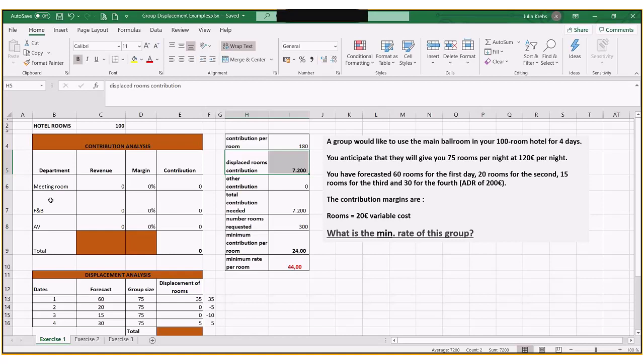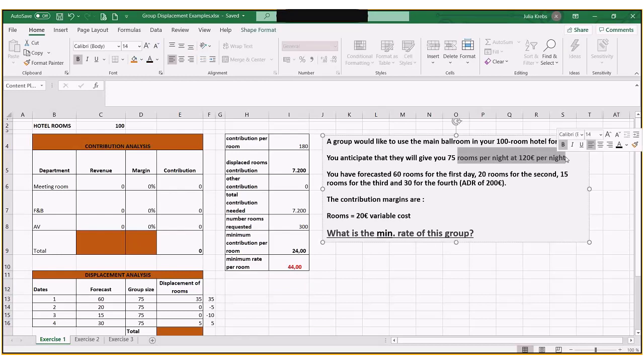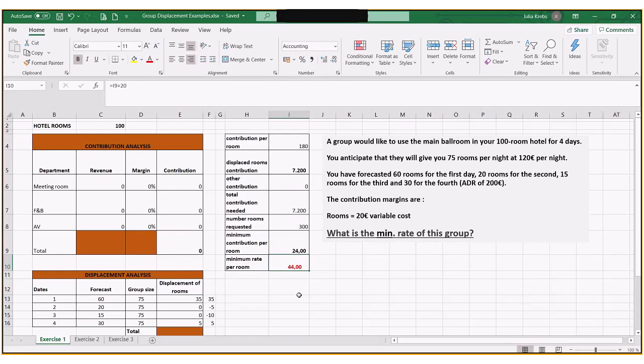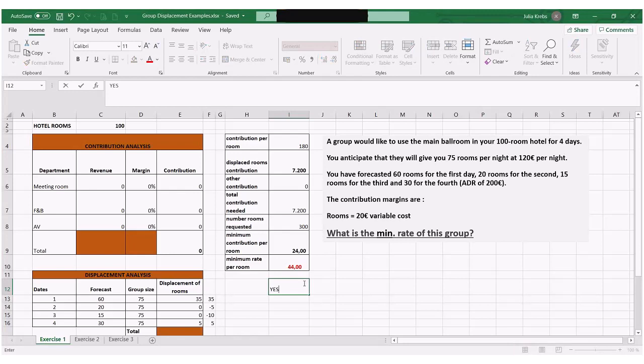And because the group is currently not taking any additional contribution, you could say right now at this moment in time, I end up with having, let's say, 0 difference in revenue. I just achieve exactly the same. No problem, but one thing we still need to consider is the group budget, 120 euros per night. So if my minimum rate is 44, but they are willing to pay 120, good news for me. First, I'm going to say yes to the group.